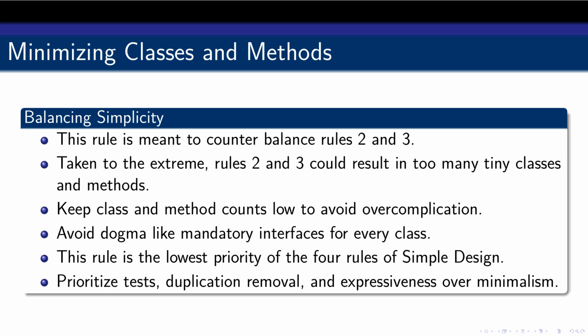Minimizing classes and methods is about balancing simplicity with the other rules. While eliminating duplication and expressing intent can lead to more classes, going overboard creates complexity. This rule, the lowest priority of the four, reminds you to avoid unnecessary interfaces or overly tiny classes. Focus on tests, duplication, and clarity first, but keep an eye on keeping things simple.